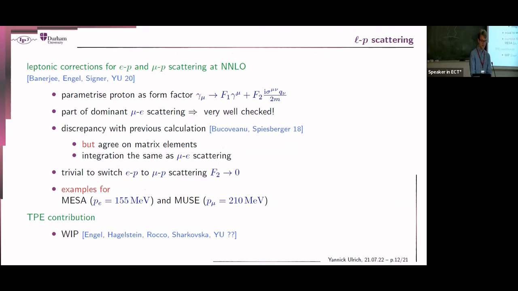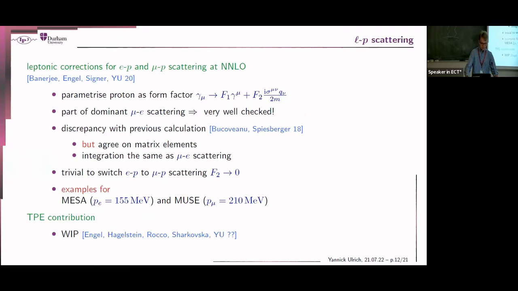So let's talk about EP scattering, or I suppose MuP scattering. And I'm going to talk mostly about the electronic equations. What we're going to do is parameterize the proton with a form factor. So it's no longer a point-like proton, it's this proton. So it has an F1 and an F2. And obviously, if you set F1 to 1 and F2 to 0, that's muon-electron scattering, except with different masses. And MuE scattering is extremely well checked.